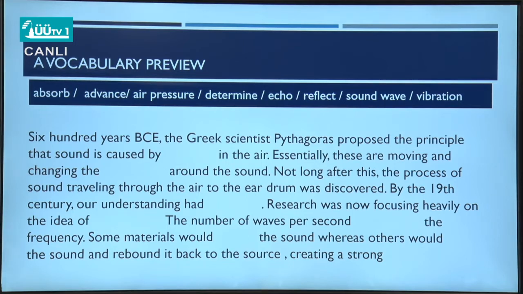Reflect is also a verb here. You can see the reflection of yourself in the mirror or in the water in the river. You can see your face. You can see the reflection of yourself. Sound wave: you know that for any form of sound, energy, or light, the form of how sound moves throughout the air is like waves. Vibration means the shaking movement of something. Okay, so now you know the meaning of most of this vocabulary. Let's start doing this together.